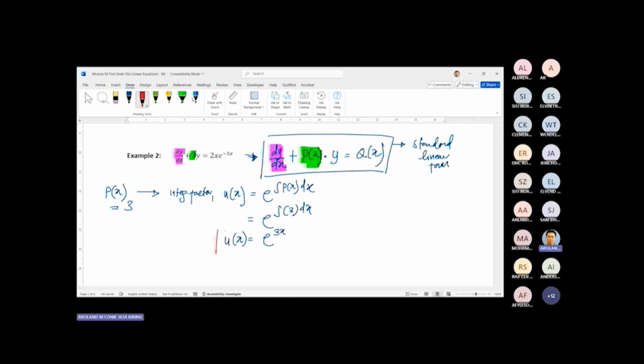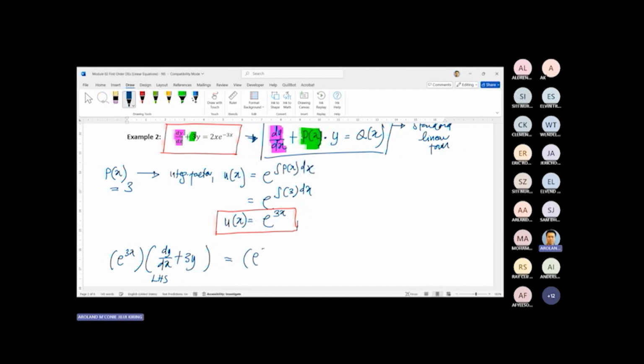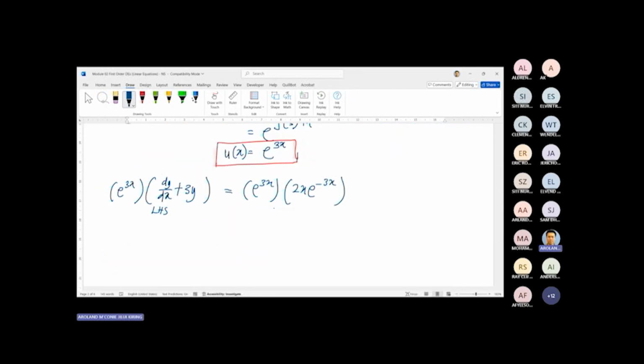Once you get u(x), remember this u(x). We will multiply u(x) with the equation that is already in standard form. So we multiply exponent 3x with the equation dy over dx plus 3y. This is for the left-hand side of the equation. And then for the right-hand side, we also multiply with the integrating factor. This we call the right-hand side of the equation.